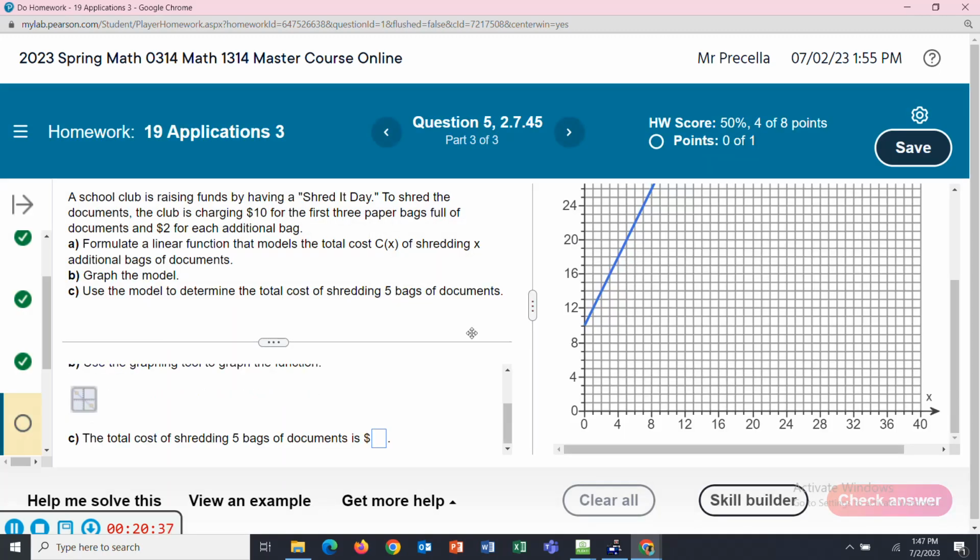Now, then part C. Use the model to determine the total cost of shredding 5 bags of documents. So C. How much does it cost to shred 5 bags? Okay.